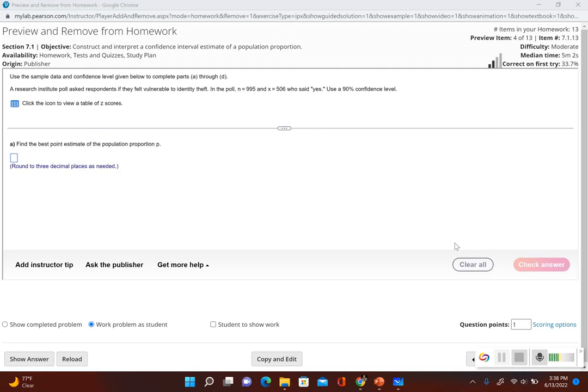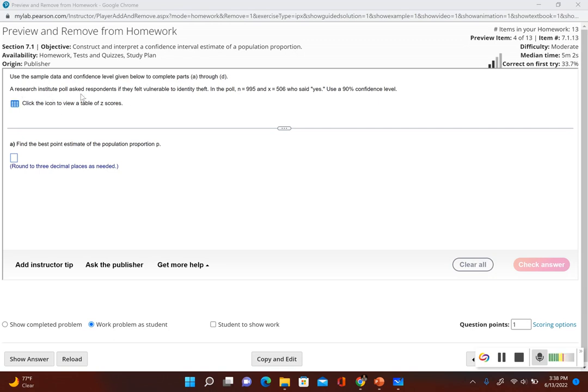With this next example, we're going to take a look at how to find the point estimate, margin of error, construct a confidence interval, and then just a general question about the results that we found. It says use the sample data and confidence level given below to complete parts A through D.